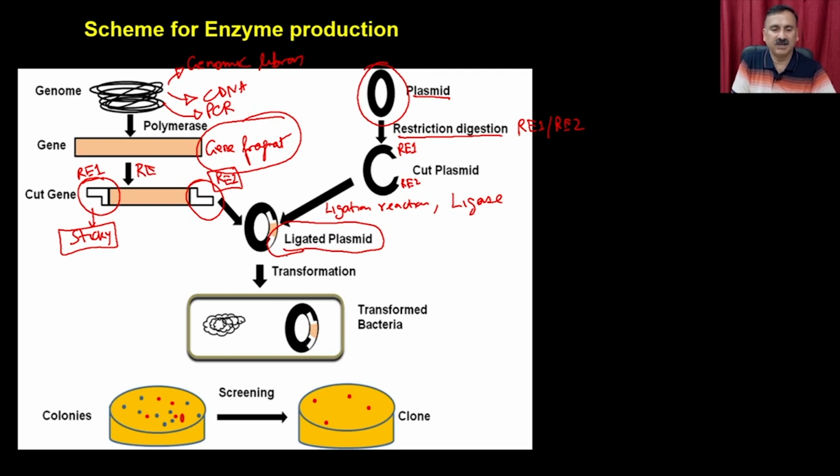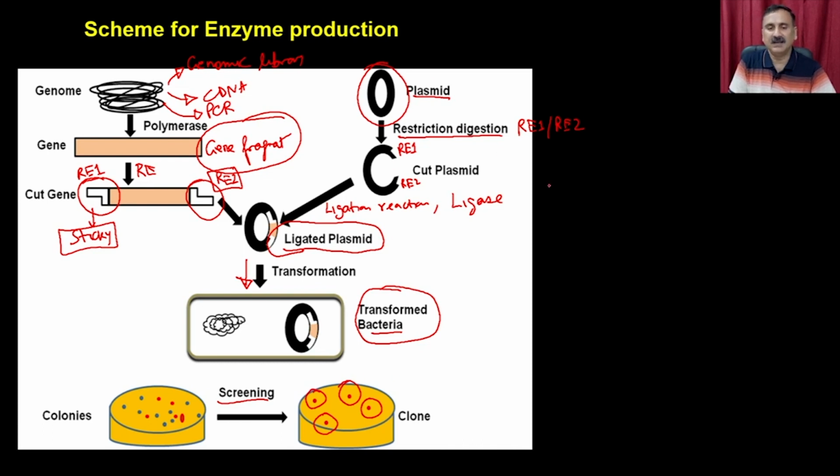This ligated chimeric plasmid has to be transformed into a suitable host. In this case, we have taken the example of bacteria. So you can do the transformation into the bacteria, and that's how you get the transformed bacteria. This transformed bacteria has to be screened for the positive clones, and these positive clones actually contain the chimeric plasmid of interest.